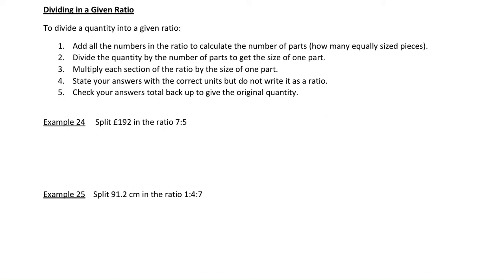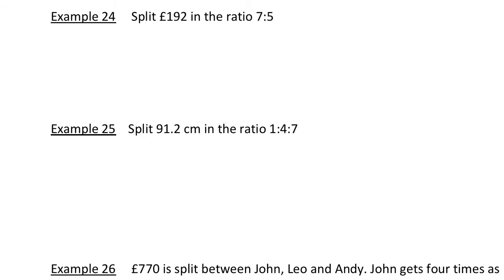We're going to look in this video how we can divide a quantity or a length or an object into a given ratio. So we're going to jump straight to the examples and see how we get on. First example, which happens to be labelled example 24, says split £192 in the ratio 7 to 5.